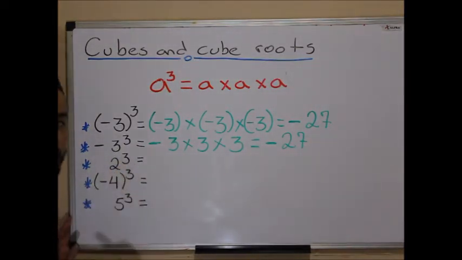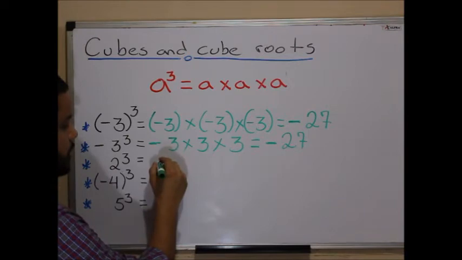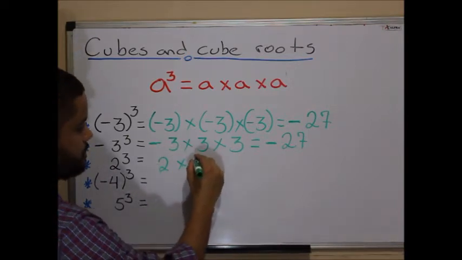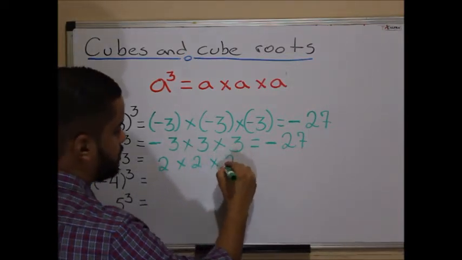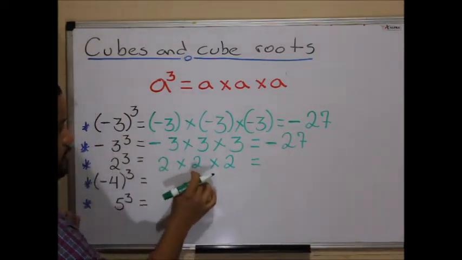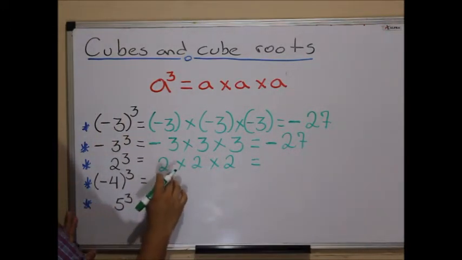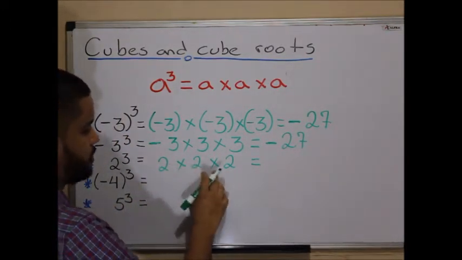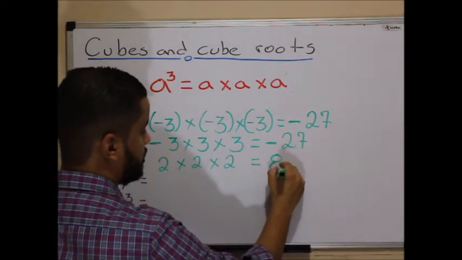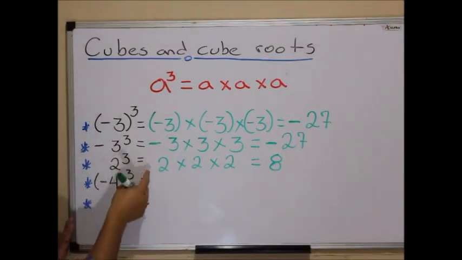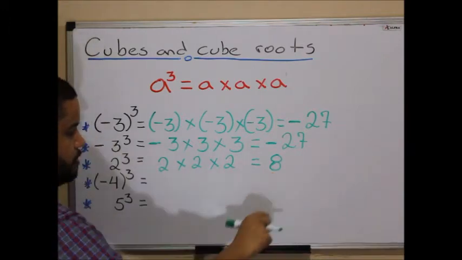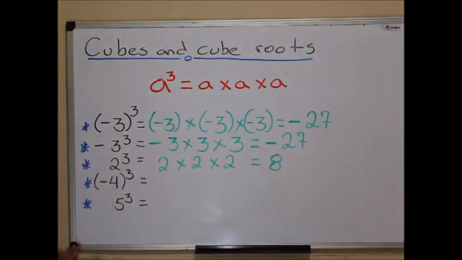2 cubed. So this will be 2 times 2 times 2. 1, 2, 3. So 2 times 2 is 4. 4 times 2 is 8. So 2 cubed will be equal to 8. Now let's see that one.